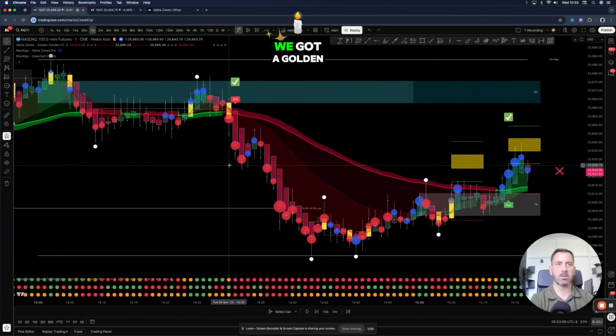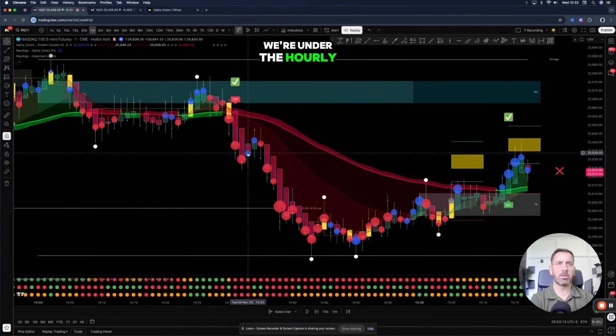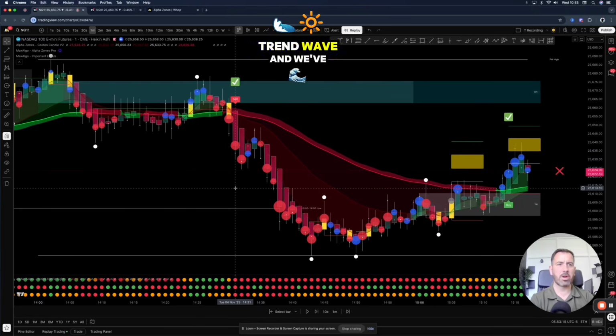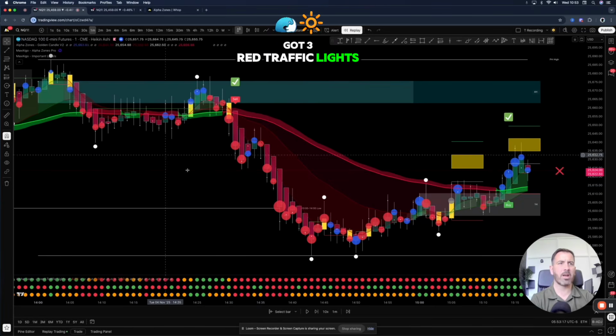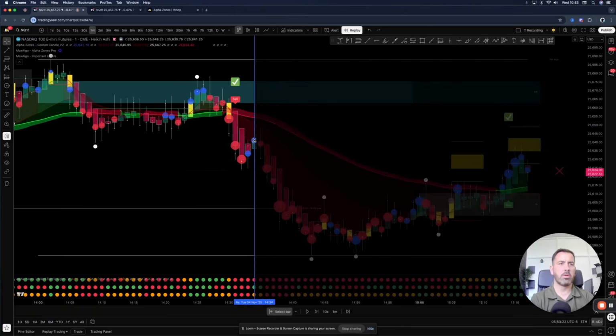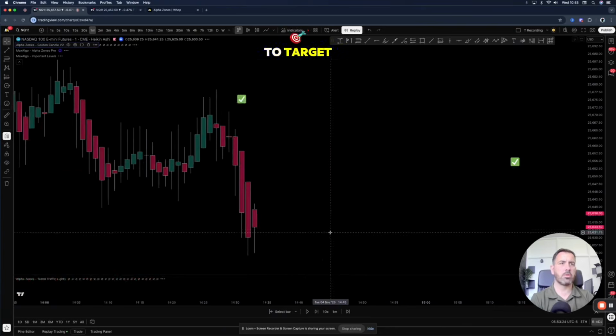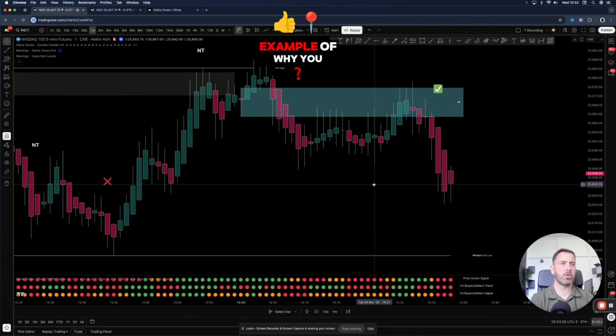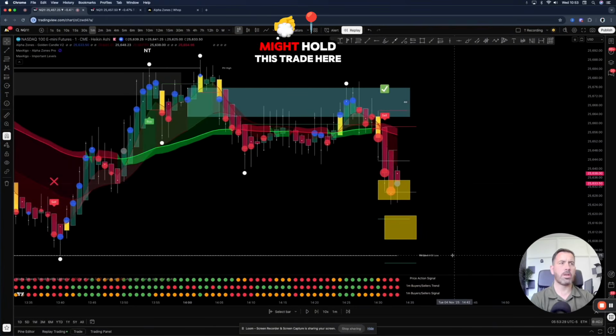We've got a sell signal, got a golden candle, giving us a directional change. And we've got our sell signal. We're under the 4-hour, we're under the hourly. We've got a red trend wave, and we've got 3 red traffic lights. And as you can see, that one goes straight on to target. Now, here's a great example of why you might hold this trade.